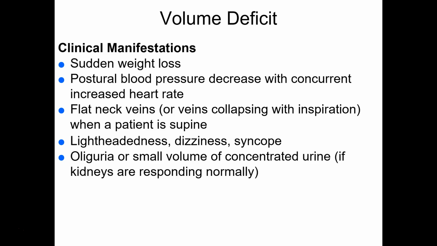So again, going along with this, you have to look at the manifestations, the ways you could tell when someone has had a volume deficit. And these things make sense if you think about it, right? Sudden weight loss. If you've had vomiting and diarrhea for a while, then obviously you're going to become dehydrated. That can cause you to lose weight. If your blood volume is low, then your blood pressure is going to be low, which means your veins are going to be flat.